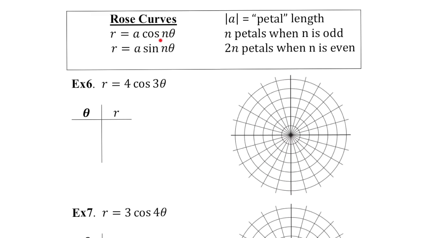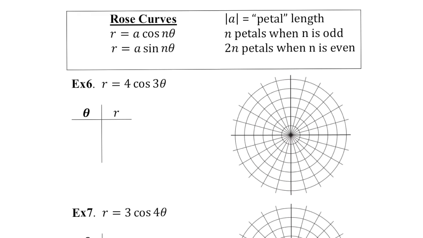When the coefficient of theta, n, is odd, it will have n petals. If n is even, it will have 2n petals. So our goal is really just to figure out where's the location of one petal, how many petals are there, and how can we equally space these. Okay, so let's go ahead and look at the first example. r equals 4 cosine 3 theta. Because there's a coefficient on the theta, this is going to be a rose curve.